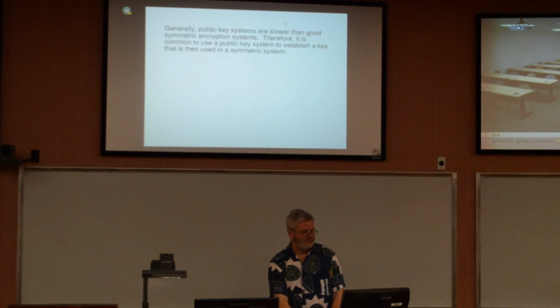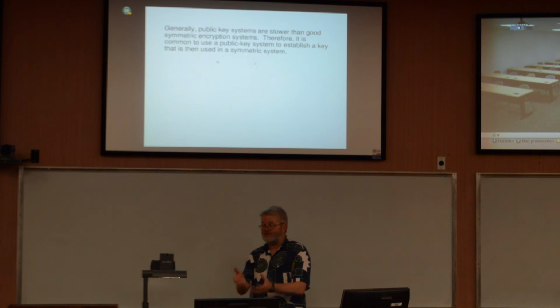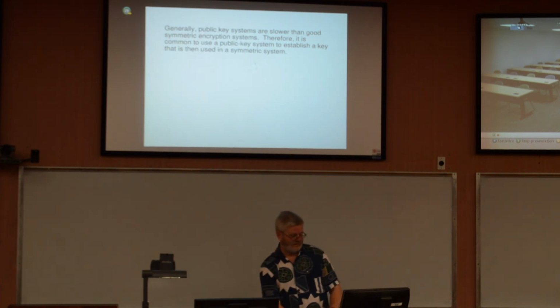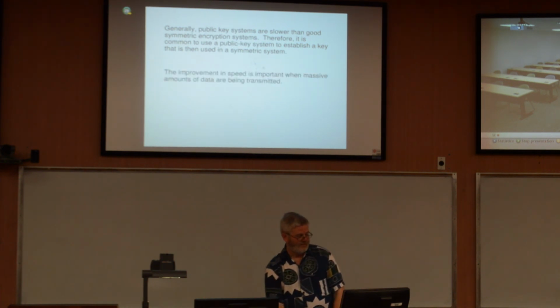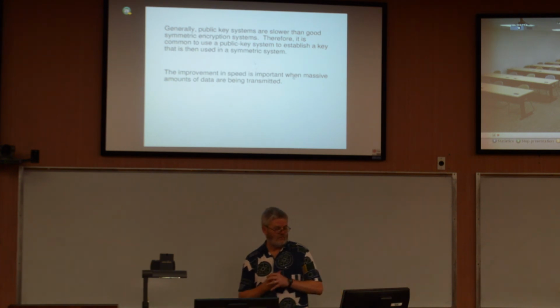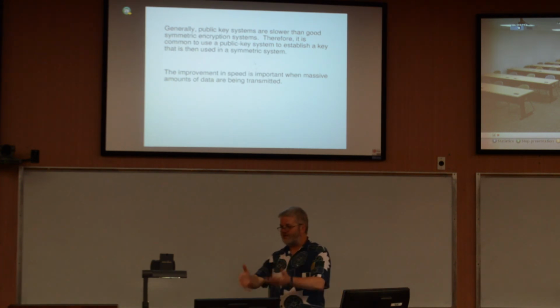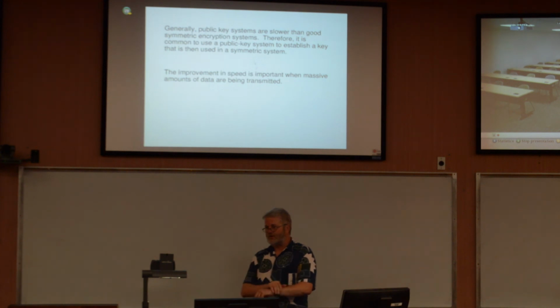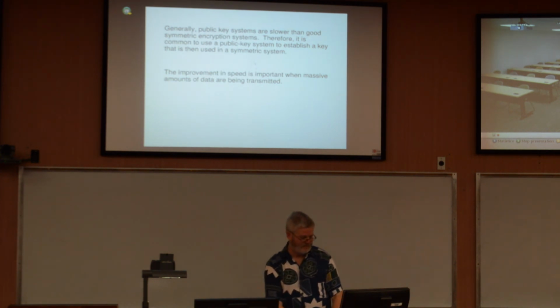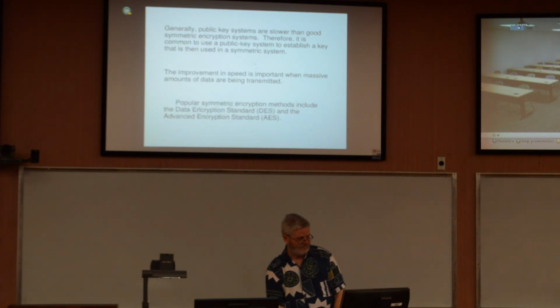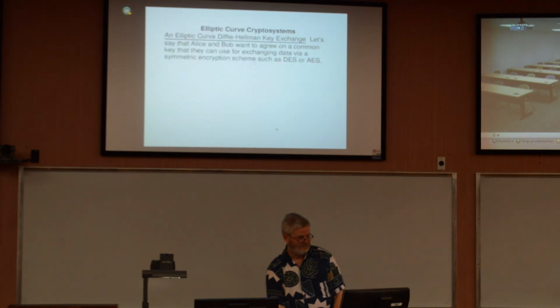Generally, public key systems are slower than good symmetric encryption systems. So therefore, it's common to use a public key system to establish a key. That's how you get the key over. And then use a symmetric system. The improvement in speed is important, because if you're transmitting a whole lot of data, you might want to use a symmetric encryption scheme after passing along the key in an asymmetric public key way. Popular symmetric encryption methods include the Data Encryption Standard, DES, and Advanced Encryption Standard, AES.